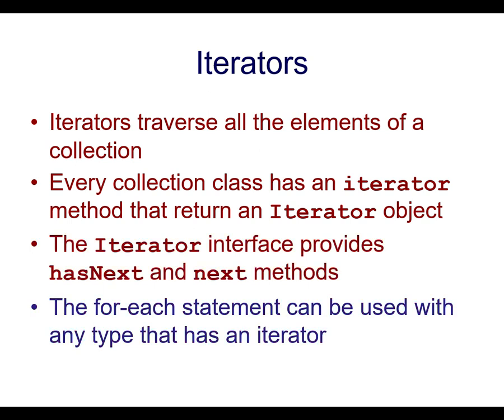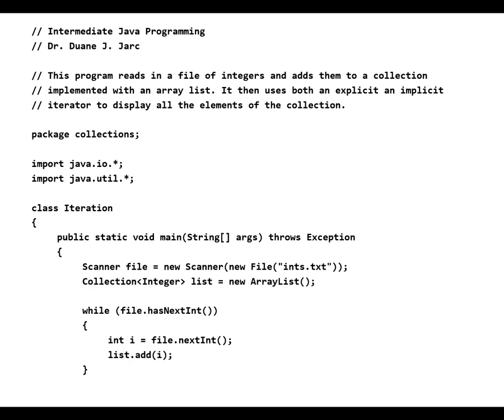We have already seen that the for each statement can be used with arrays. It can also be used with any type that has an iterator. Using the for each statement simplifies the code compared to the explicit use of the methods in the iterator class. This program illustrates the use of an iterator both explicitly and by using a for each statement. Notice that the type of the array list is collection. Declaring it in that way is possible because all subclasses of collection have iterators.